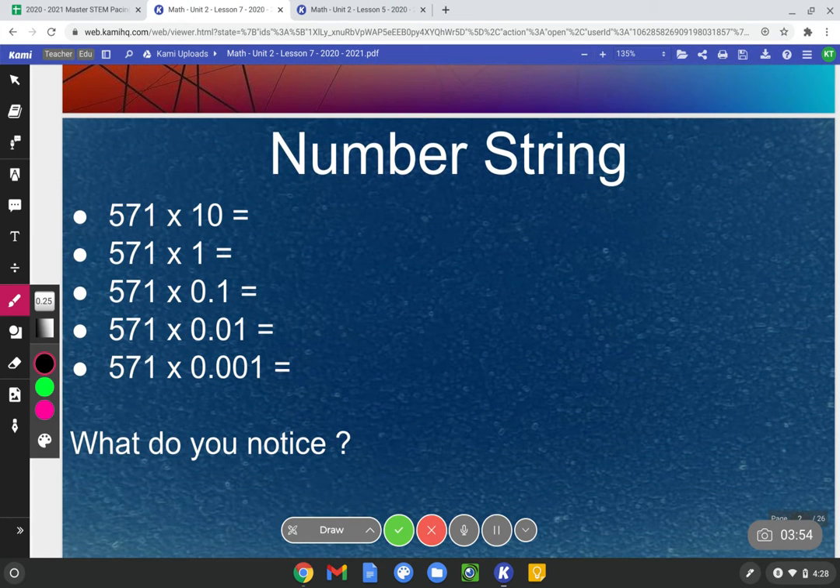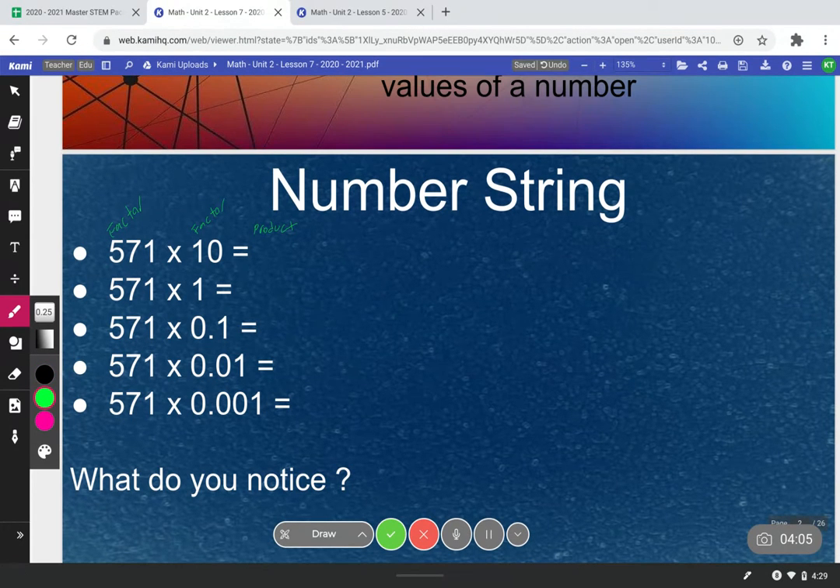So I want y'all to look at this number string. Look at it, know it. Do you notice any patterns? So I wrote down some vocabulary words from Unit 1. Remember, when we do multiplication, we have a factor and a factor. And those multiplied together give us a product. So what do you notice? Any patterns we got going on here?